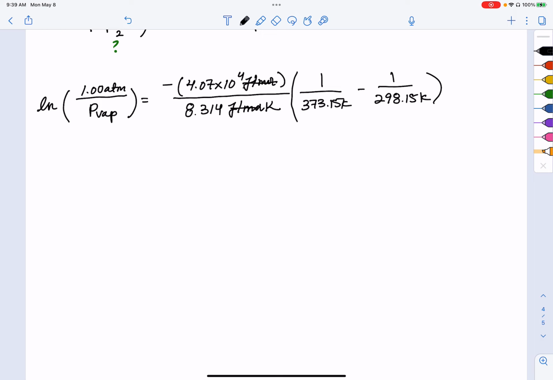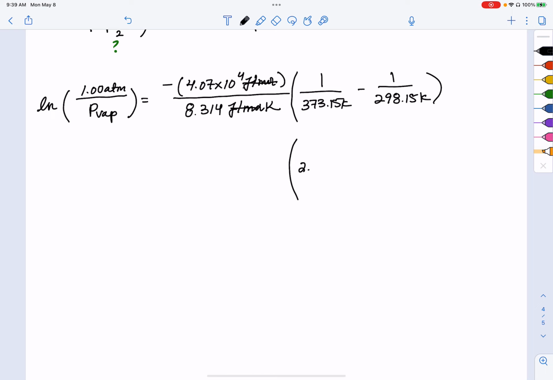But my advice is to tackle this little bit by little bit. Don't get too crazy. So we are going to first deal with what's inside these parentheses here. Let's get what these fractions are. So we've got 1 divided by 373.15 Kelvin.